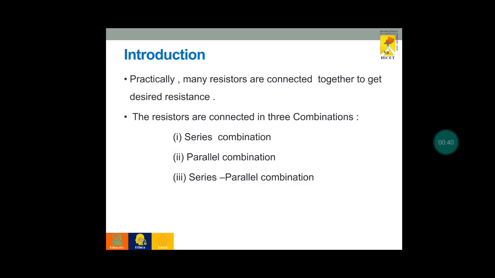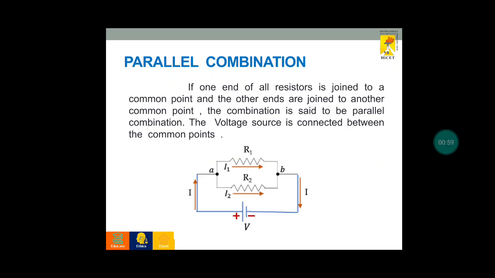Next slide is introduction. Practically, we will be connecting many resistors together in order to get a desired resistance. The connection of resistors can be in three different combinations. The first combination is series combination, second is parallel combination, and the last one is series parallel combination. Here we are going to see about parallel combination.